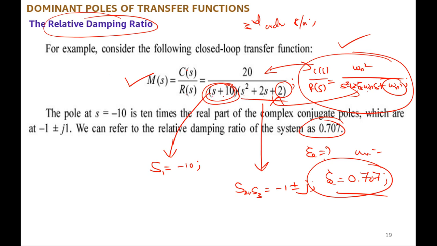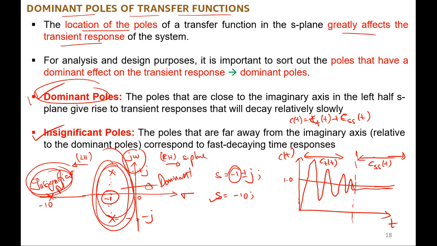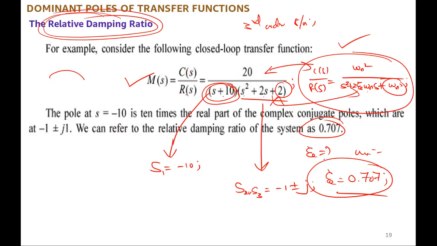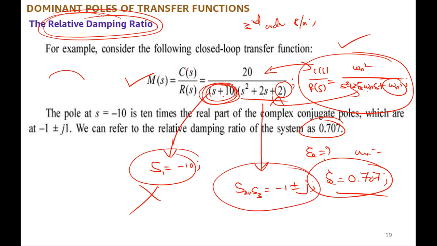Because we are judging the damping ratio of the system by reducing the third order system to a second order system. Hence we call it the relative damping ratio. I hope you got it. And you came to know the significance of dominant poles and insignificant poles. The dominant poles are going to judge the behavior of the system. In this example, s + 10, that is s equal to minus 10, is the insignificant pole, I can neglect it. And these complex conjugate poles, minus 1 plus or minus j, are dominant poles, they are going to judge the behavior of the system, right?